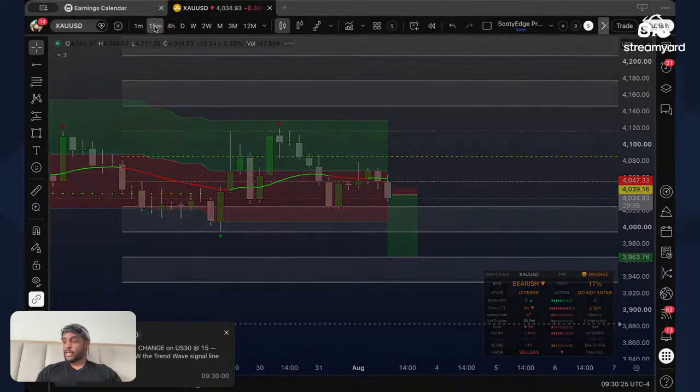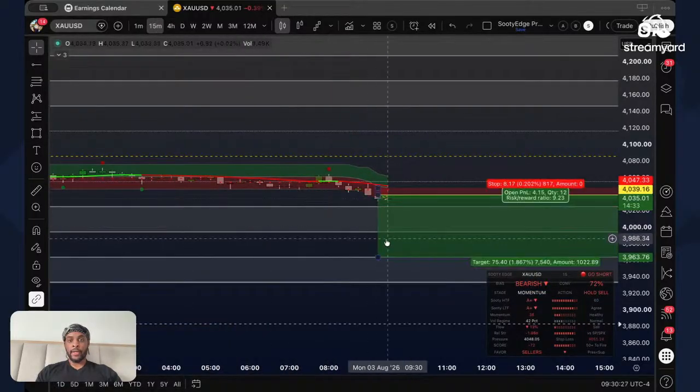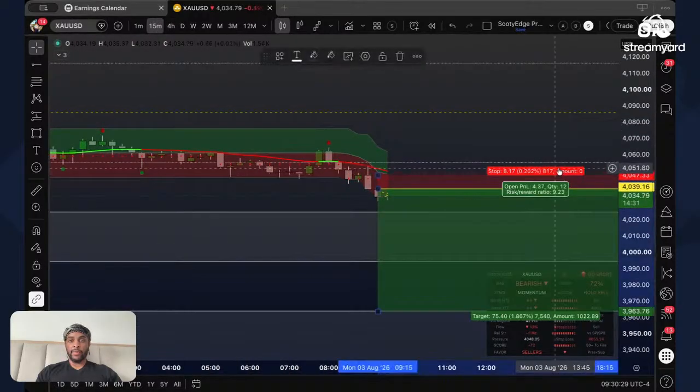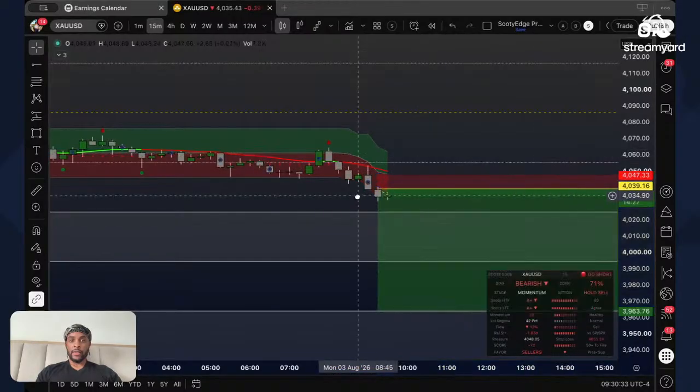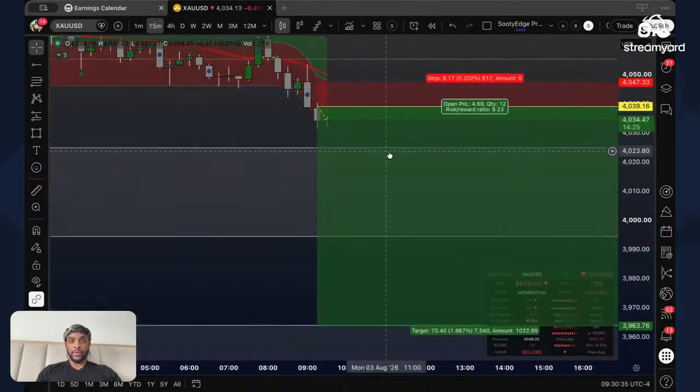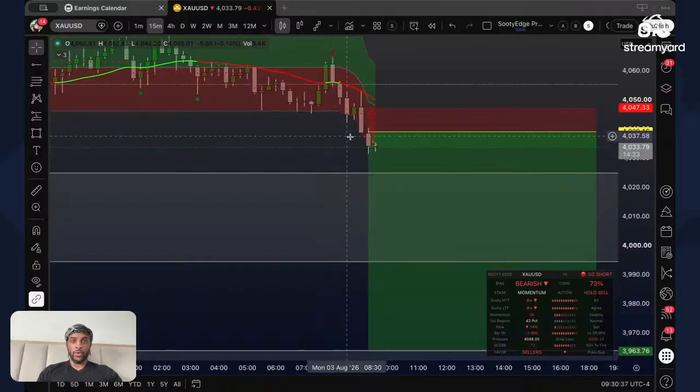So I'm sticking to my 15-minute time frame. Now the 15-minute time frame is the time frame that I'm watching for this trade. Let me put that back. Let me lock that. This is the time frame I'm watching for this trade. So I will continue to hold until I reach my levels and reach my goals.